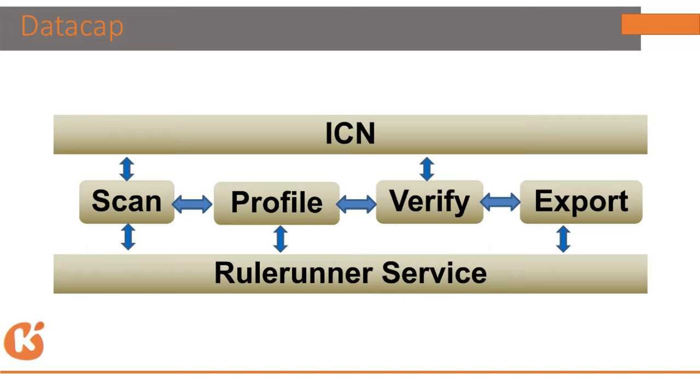For example, if you talk about a main job, if you create a main job in your application, that is the simple workflow. If you take any kind of application, the workflow remains the same. So I want to discuss a simple workflow here: the scan, profiler, and verify and export. The scan, we already discussed yesterday, is one of the components. It is also executed by rule runner service, and the user can also manually upload the document using that ICN client.